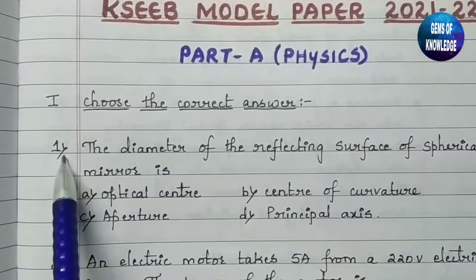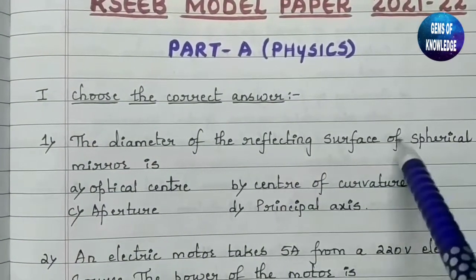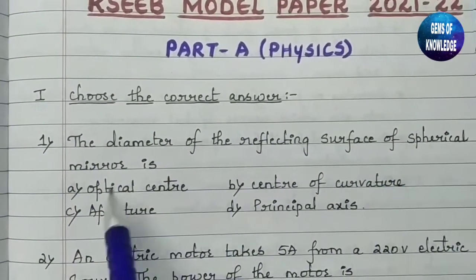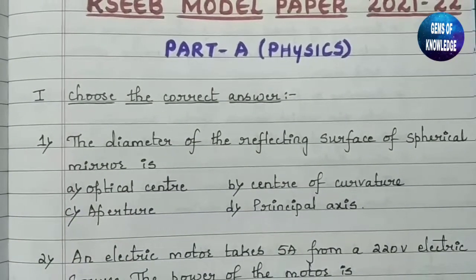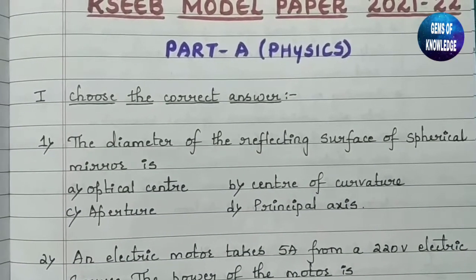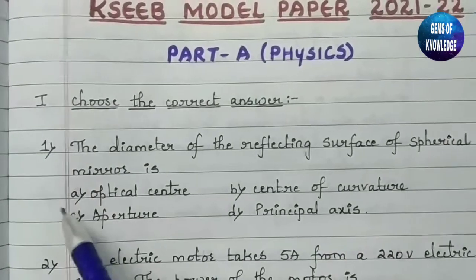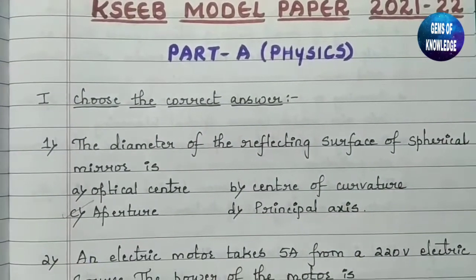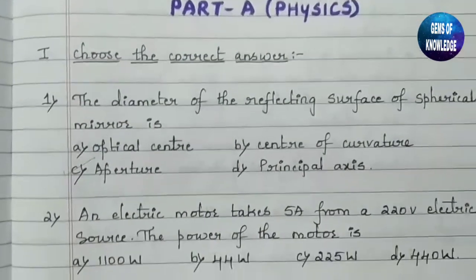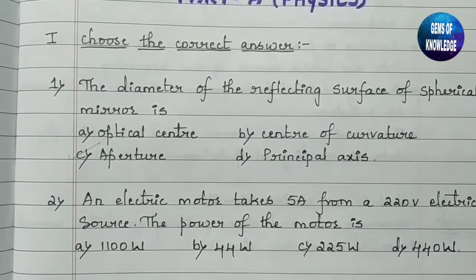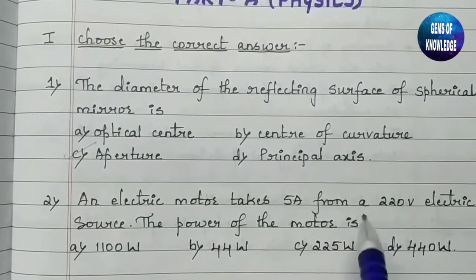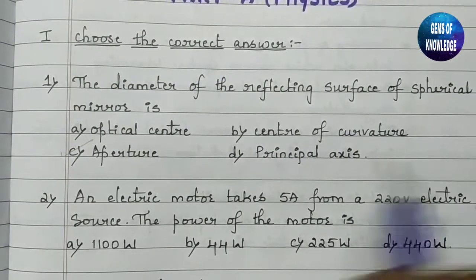So the first question is, the diameter of the reflecting surface of a spherical mirror is called as? It is nothing but called aperture. Okay, then second question, an electric motor takes 5 ampere from a 220 volt electric source.